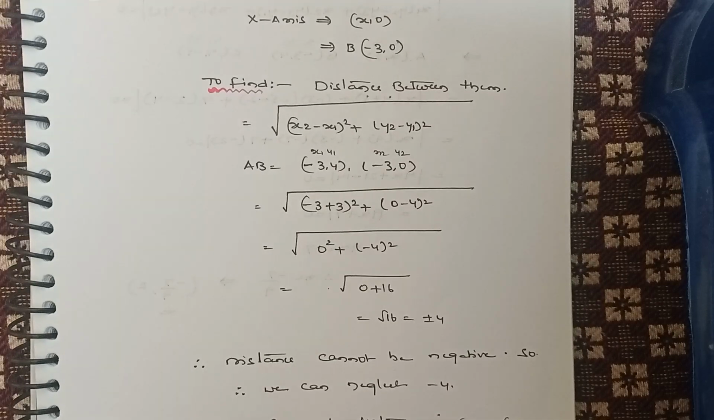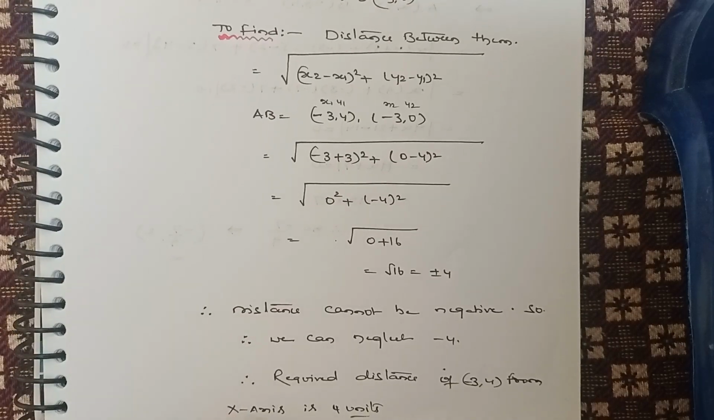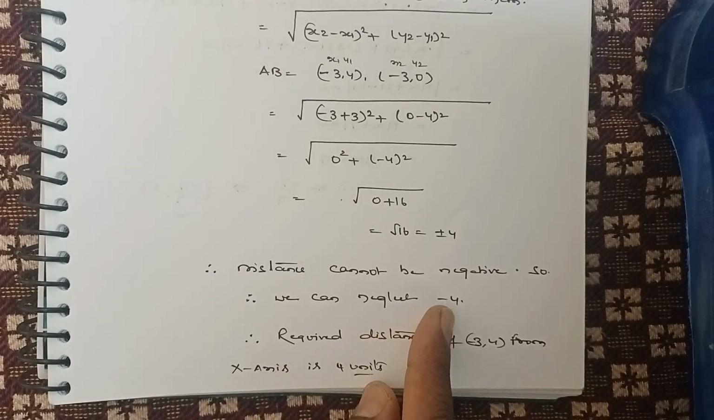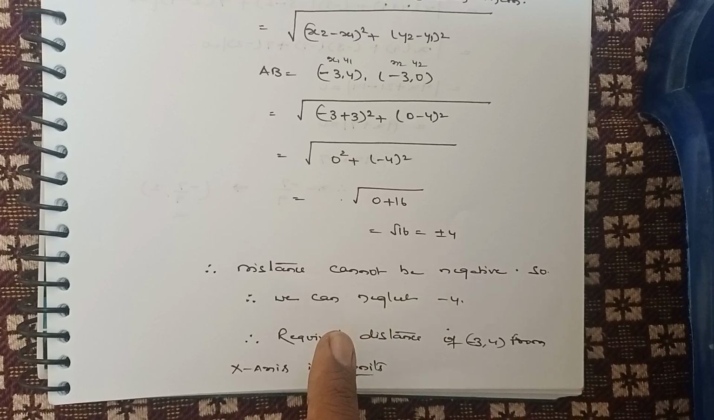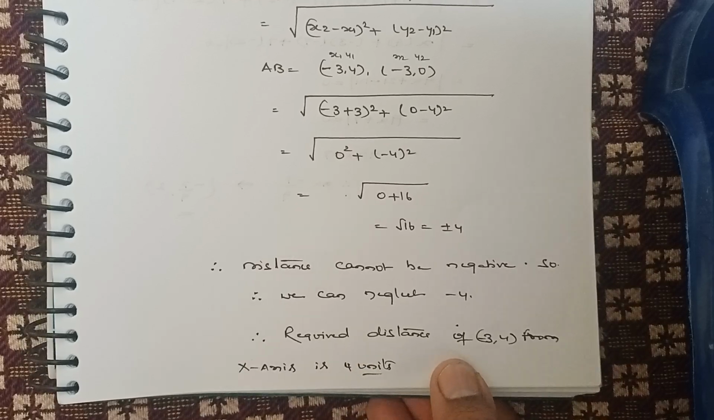So distance cannot be negative, right? So distance will be always positive. So we'll consider only the positive value, therefore we get 4, guys. We get minus 4 and 4, but we don't consider negative value. Therefore the required distance of minus 3 comma 4 from x-axis is 4 units. Okay, I hope you understand this sum.